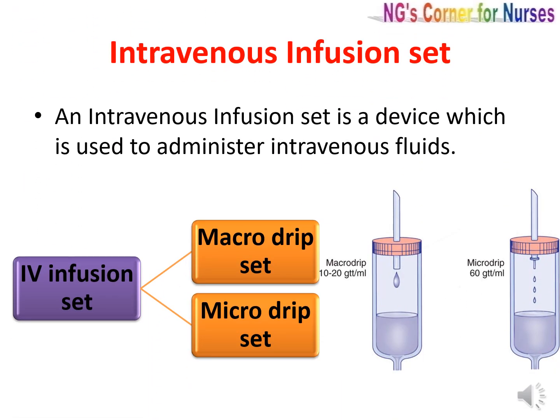Before going to the calculations, we should know what is an intravenous infusion set. An intravenous infusion set is a device which is used to administer intravenous fluids. And these infusion sets can be divided into two categories, macro drip set and micro drip set.